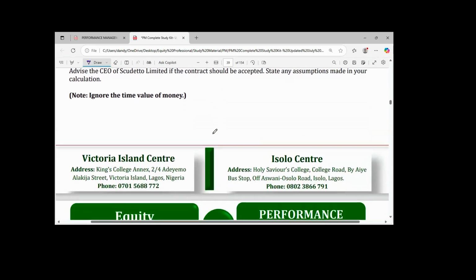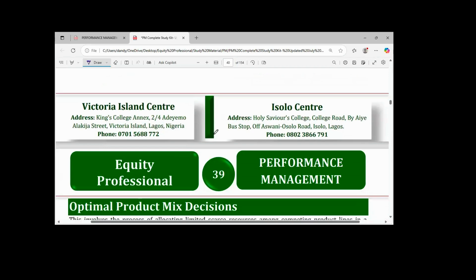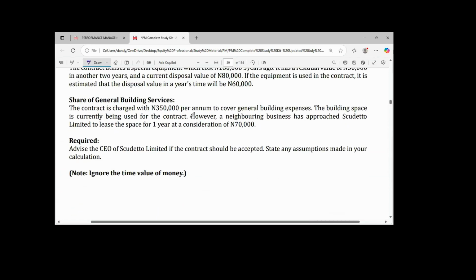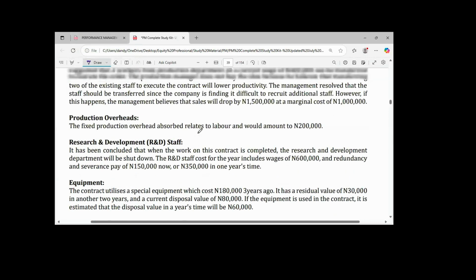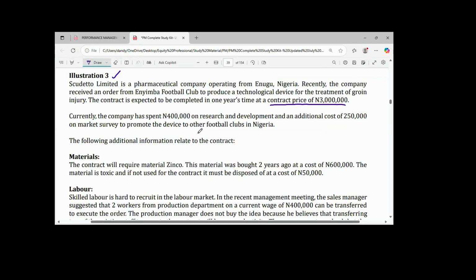Thank you very much, Pelumi. So that is the question. The examiner wants you to advise the CEO of Scudetto Limited if the contract should be accepted, and to state any assumption made in your calculation. This is the time for you to consider the principle of relevant costing. You notice that when Pelumi was reading, I underlined the contract price. There's a contract price of 3 million naira, and this contract price will serve as a cash inflow.